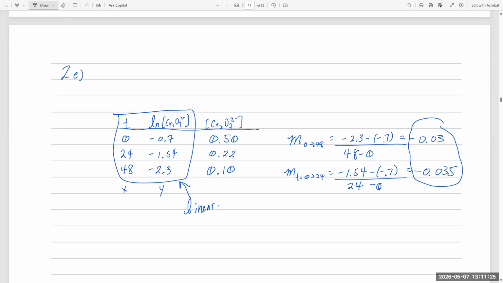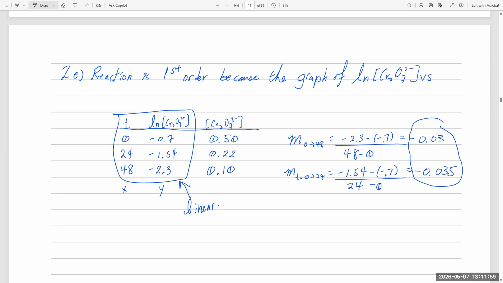So what I would say is, the question says, explain how the data in figure 3 support the conclusion that the reaction is first order. So it's not asking if it's first order, right? So you're going to say that the reaction is first order because the graph of the natural log of Cr2O7 2- versus time is linear.